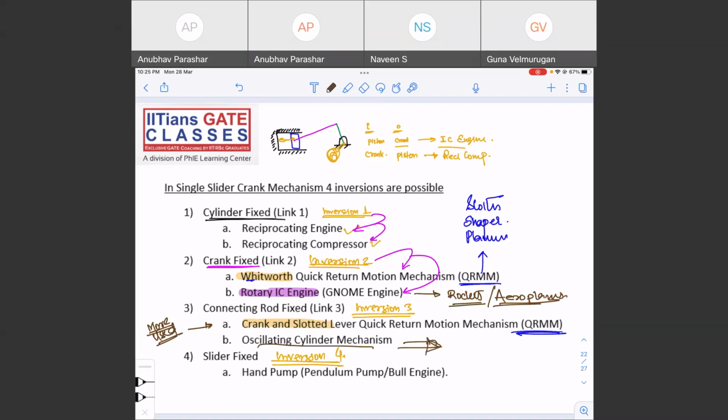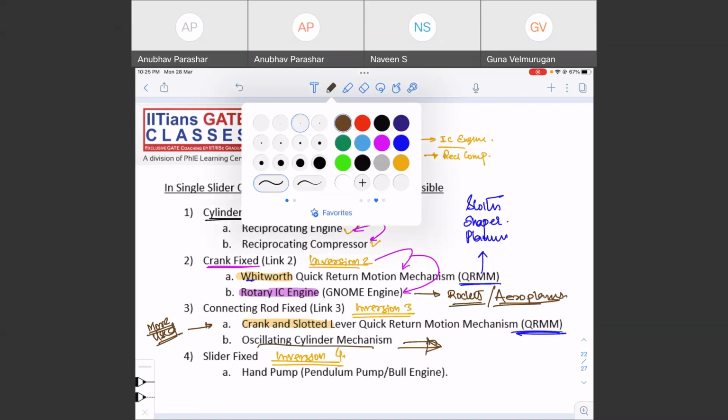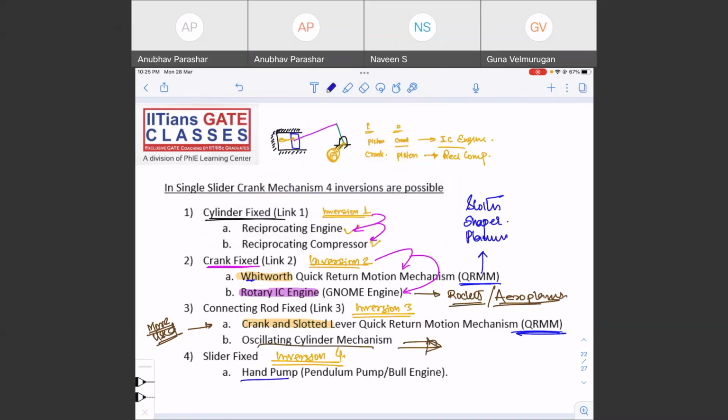If the slider is fixed, what you're going to have is hand pump, pendulum pump or bull engine. Hand pump, pendulum pump or bull engine, right? These three are, better to say, all.